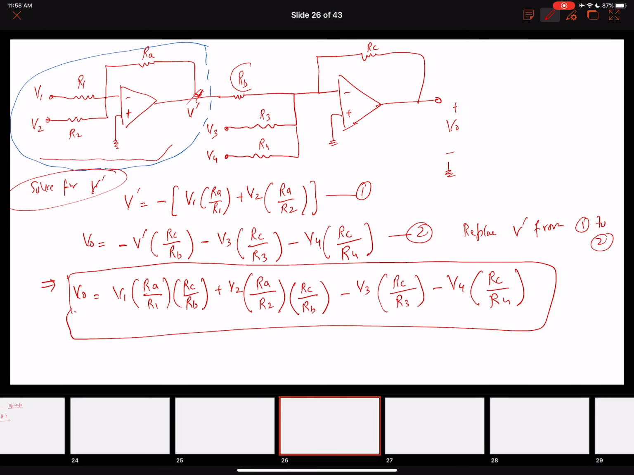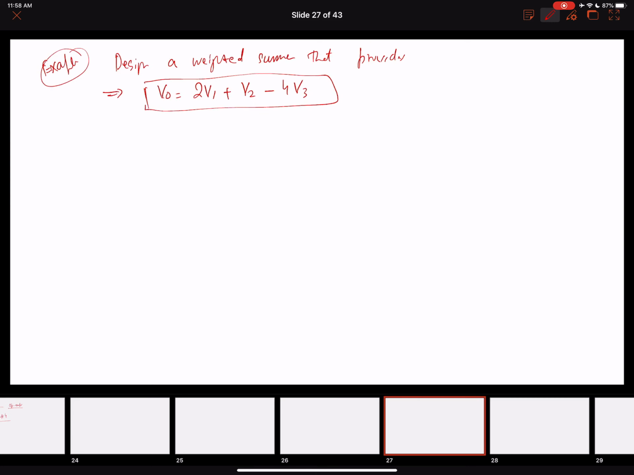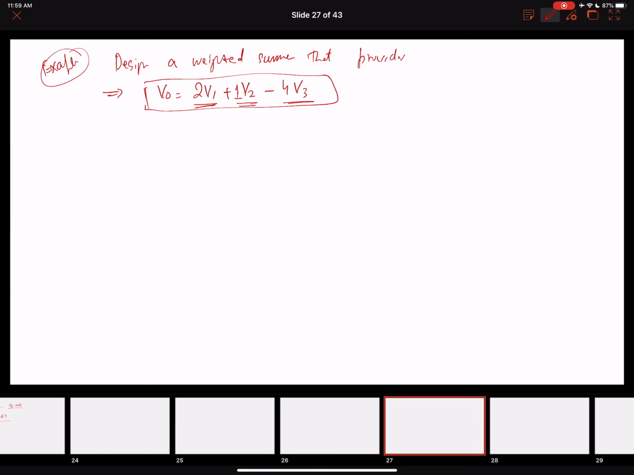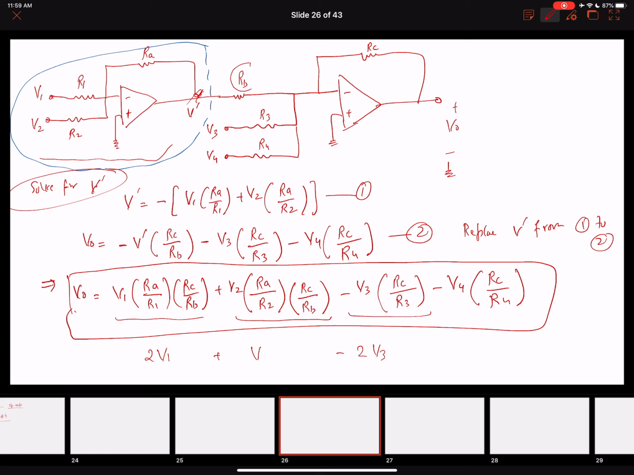You can see it very easily. The first one is 2V1, the second one is 1V2, and the third one is minus 4V3. So you can see that I need a V1, a V2, and a V3 with a negative sign here. Using these values, RA over R1, RC over RB, I can design the circuit, since I need 2V1 plus V2 minus 4V3. So let's see how I can design this.